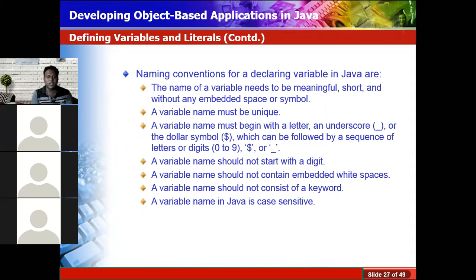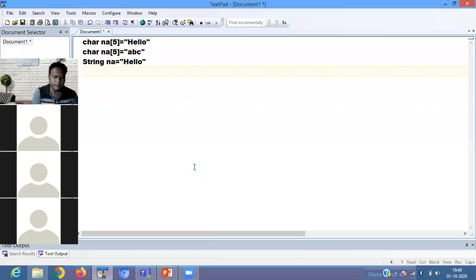A variable name should not contain any embedded white space. That means, suppose you want to define a variable student name, don't give a space. If you require a space, you have to use an underscore. So space is not applicable while defining a variable. Don't give any kind of extra symbol like this. These are not permissible. If you want to give a variable name with a symbol, then underscore is permissible or dollar is permissible. Clear?